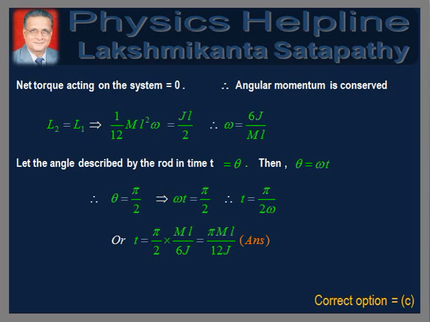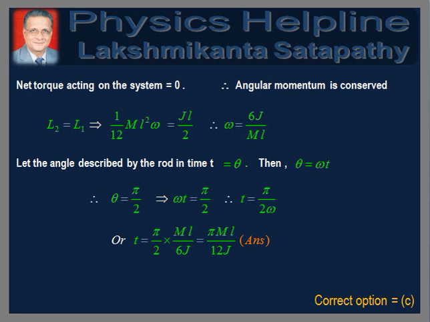We observe that the net external torque acting on the system is equal to 0. Therefore, angular momentum of the system is conserved. Therefore, we have 1 by 12 into ml square omega is equal to JL by 2. On simplification, this gives omega is equal to 6J by ml.